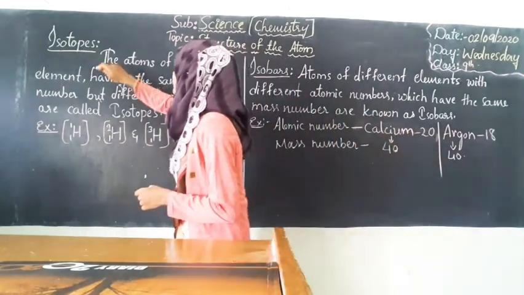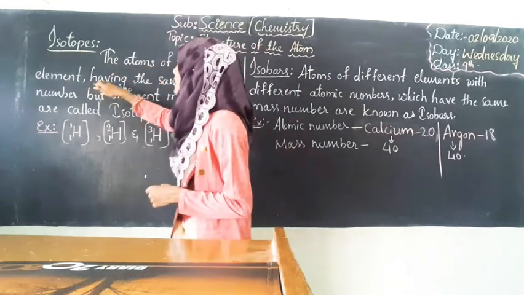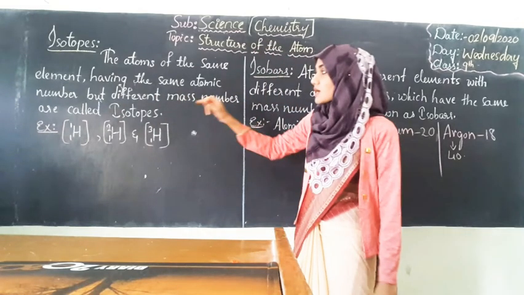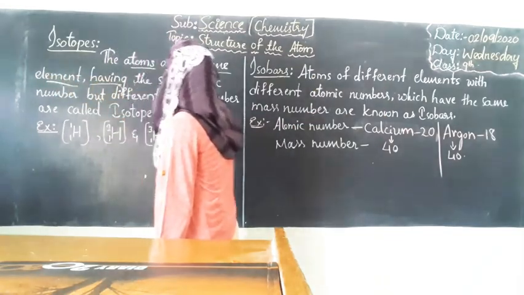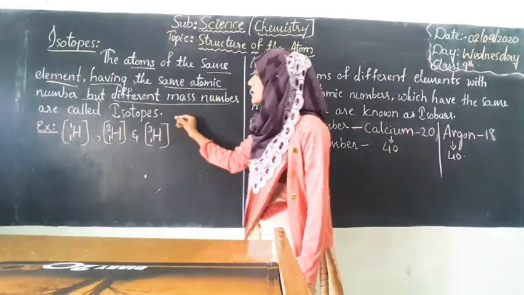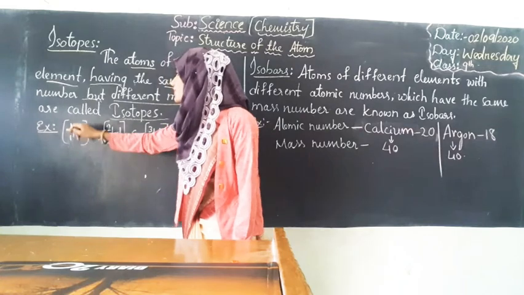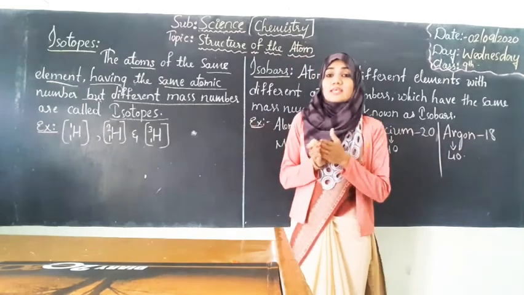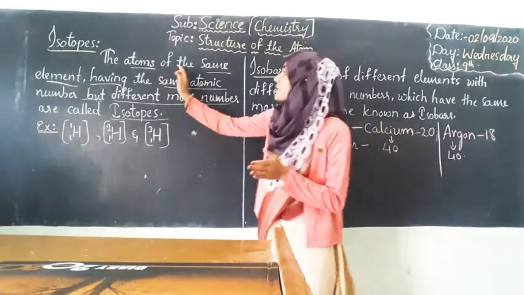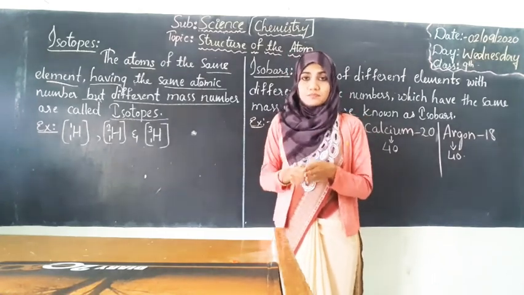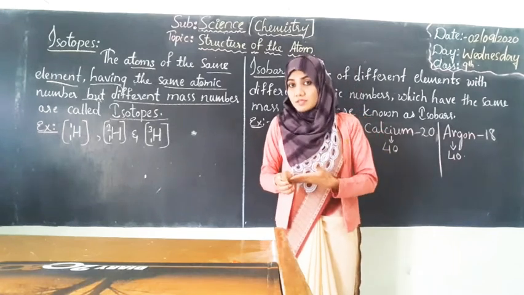Atoms of the same element having the same atomic number but different mass number are called isotopes. Example: H11, H21 and H31. Students, isotopes are nothing but atoms of the same element whose atomic number will be the same but the atomic mass number will be different.